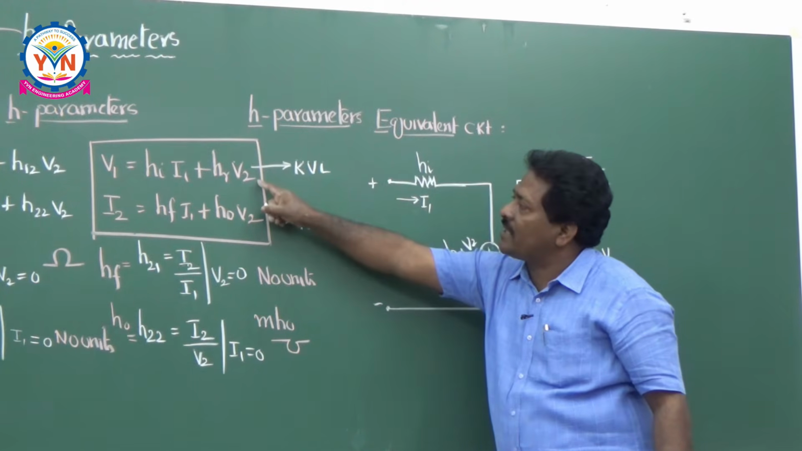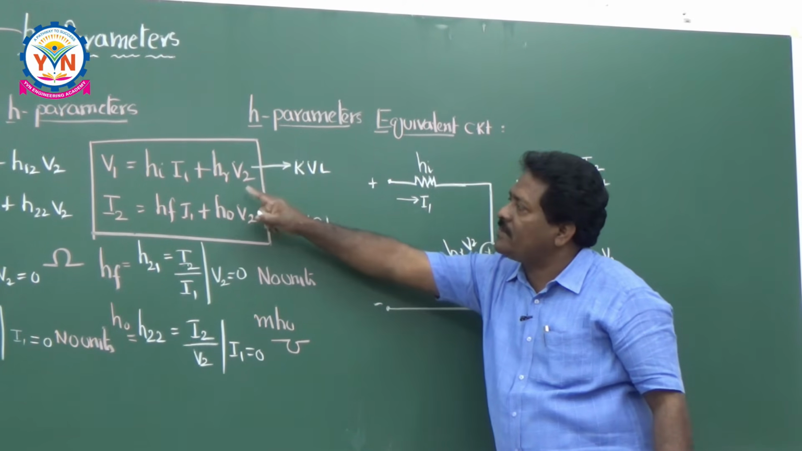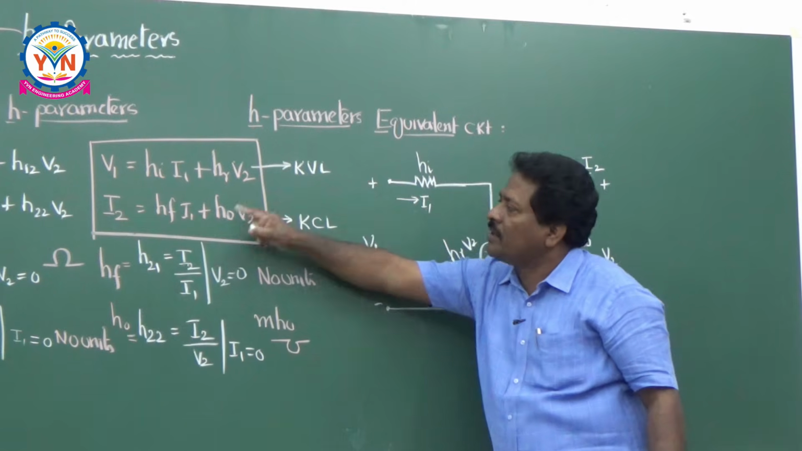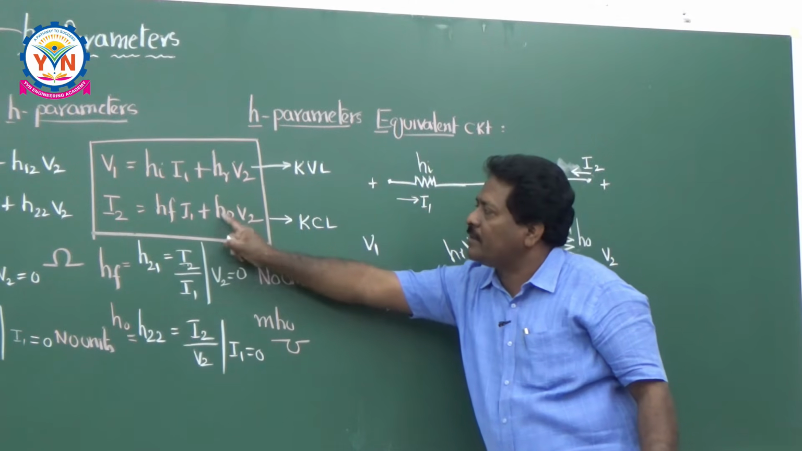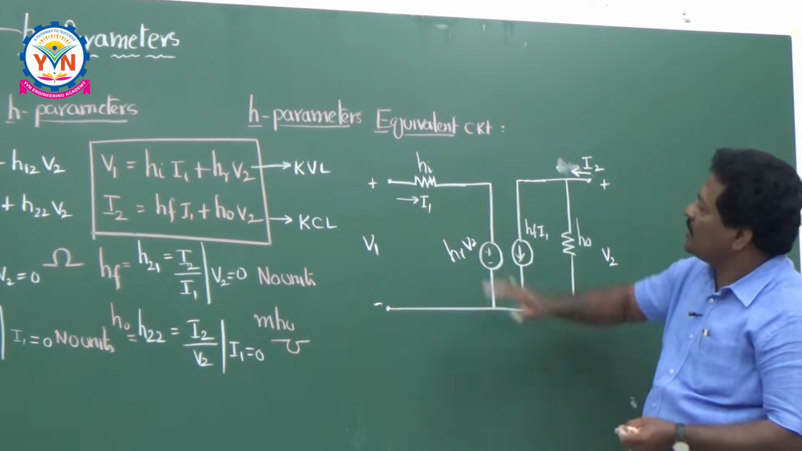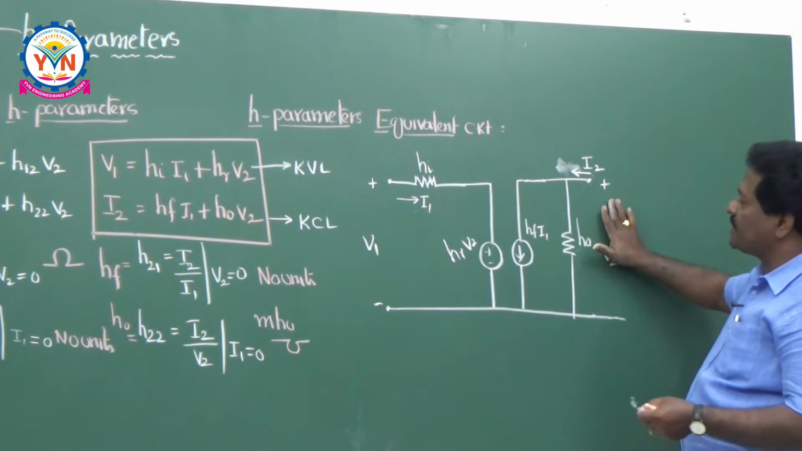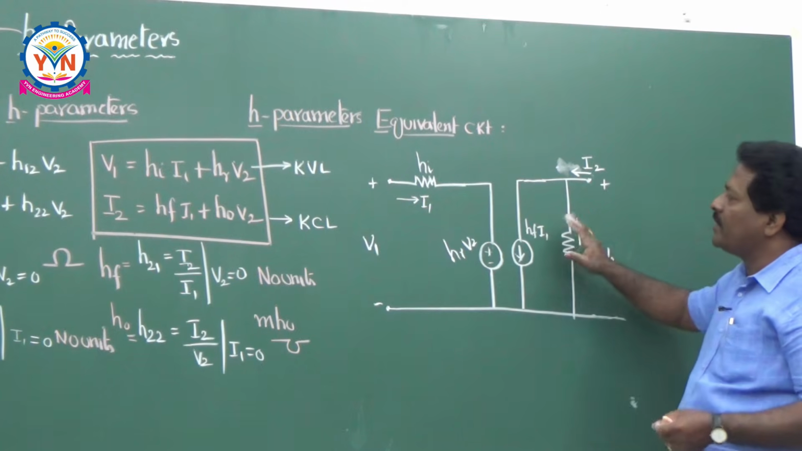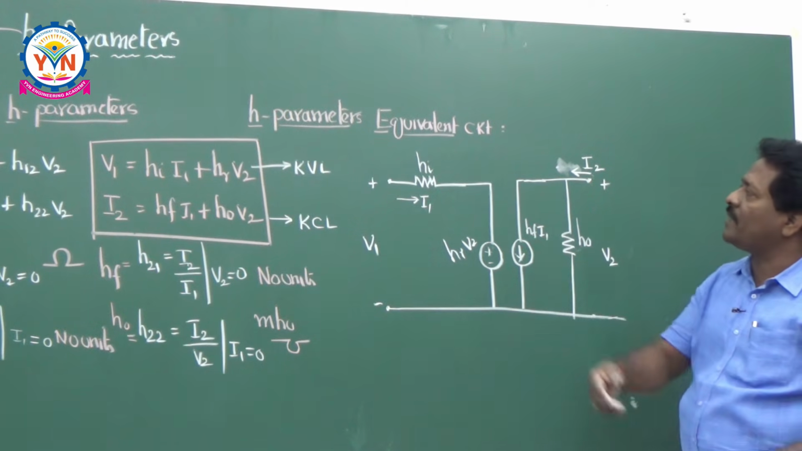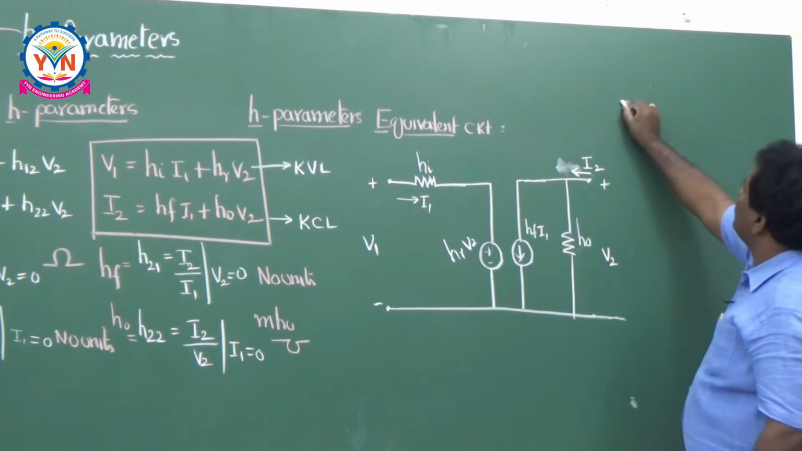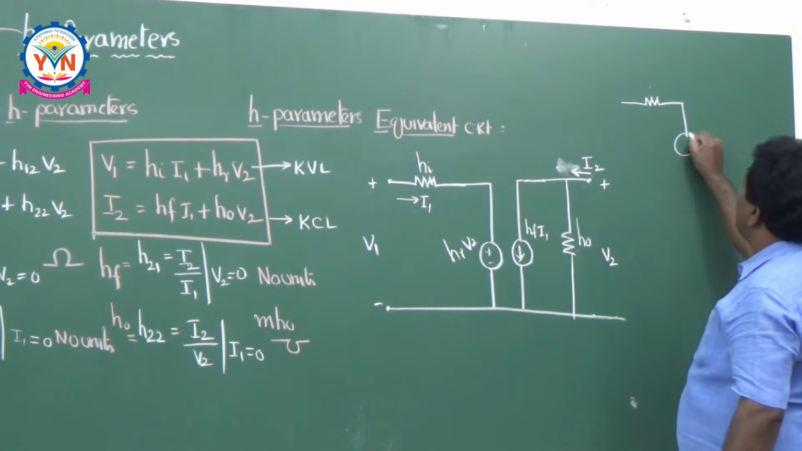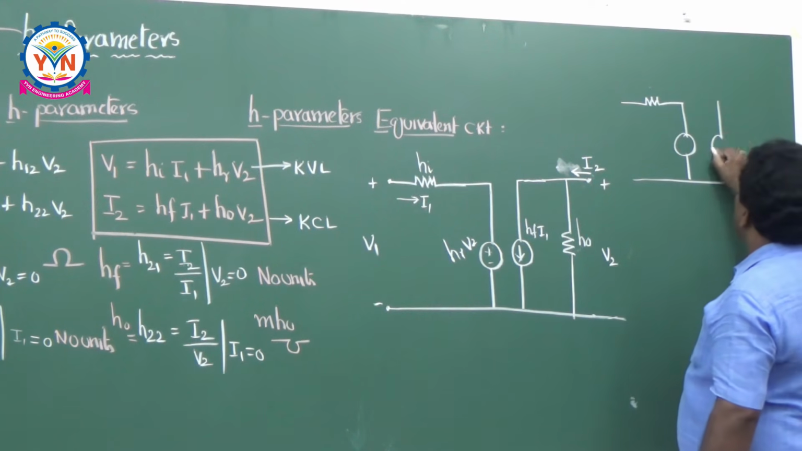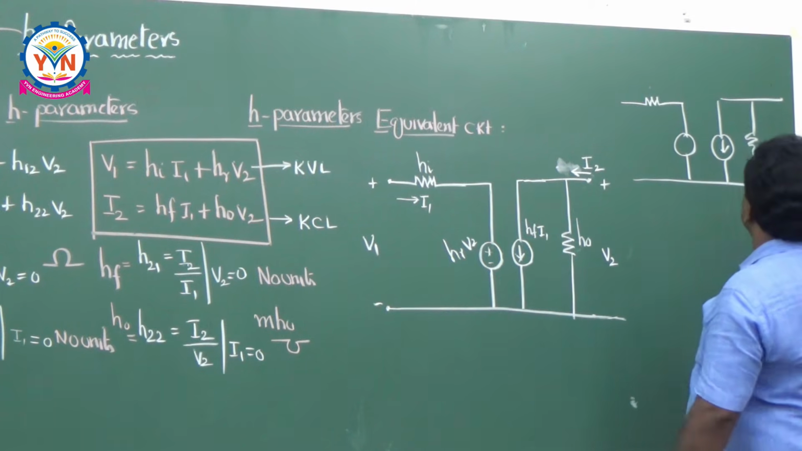So what are the basic equations? V1 is equal to HI times I1 plus HR times V2. I2 is equal to HF times I1 plus HO times V2. This is the first equation and this is the second equation. So this is the way of drawing the diagram. Very simple. Whenever you are drawing this H parameter equivalent model, take a voltage source on the input side and a current source in parallel with your resistance on the output side.